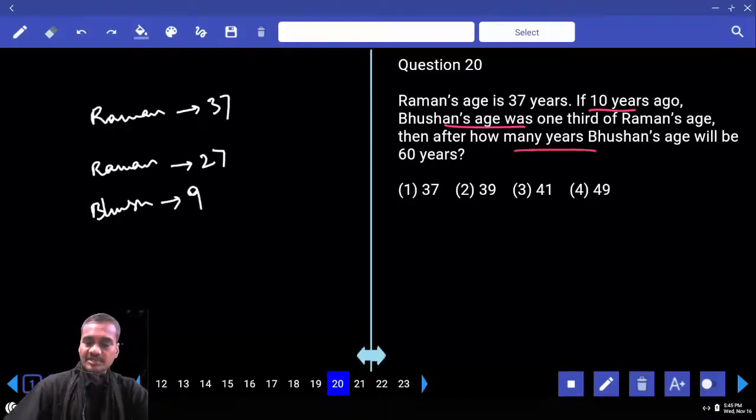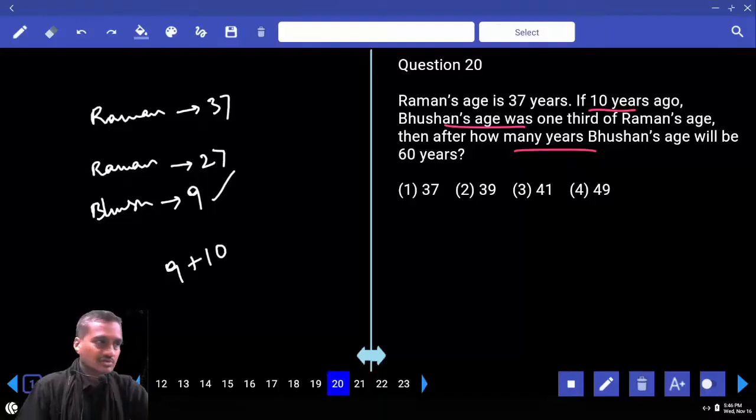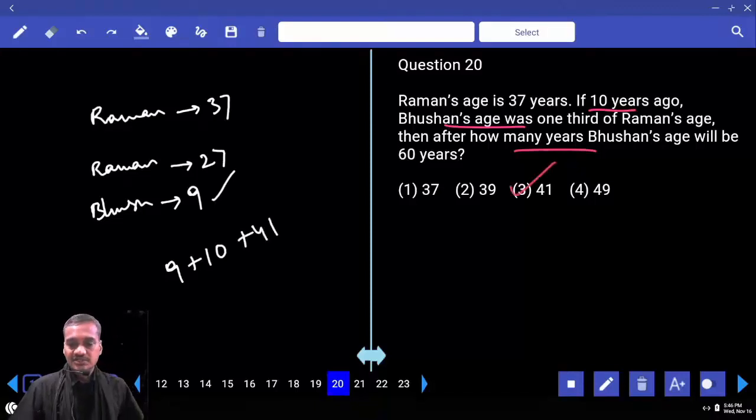Then after how many years will Boson's age be 60 years? Now, 10 years back this person was 9. So in this year, 9 plus 10 is 19. This year Boson is 19 years old. From here, to reach 60, how much more do we need to add? Plus 41. So after 41 years this person will be 60 years of age. Choice 3, question number 20.